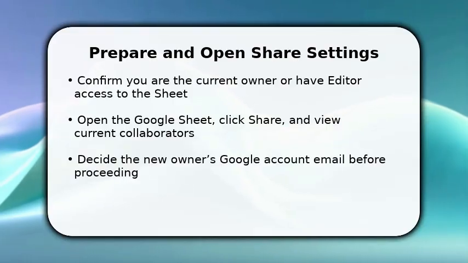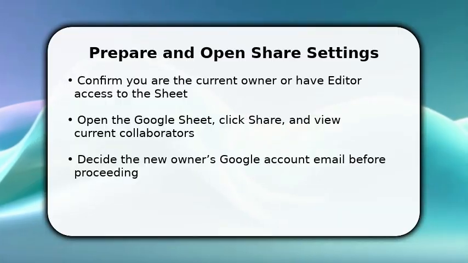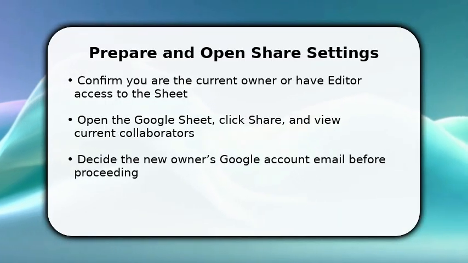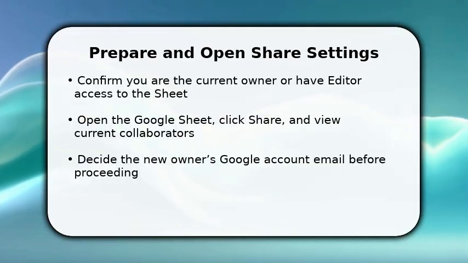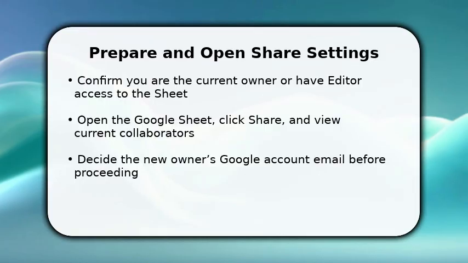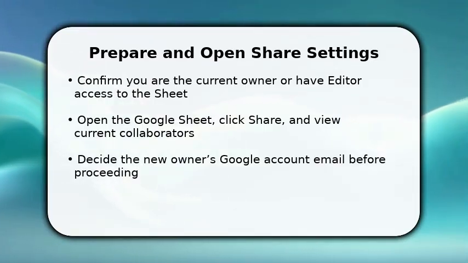You have editor or owner access, so start immediately. Open the sheet and click Share. Once the dialog appears, find the person you want to promote. If they are not listed, add their Google email and grant editor access. You need them present to transfer ownership.